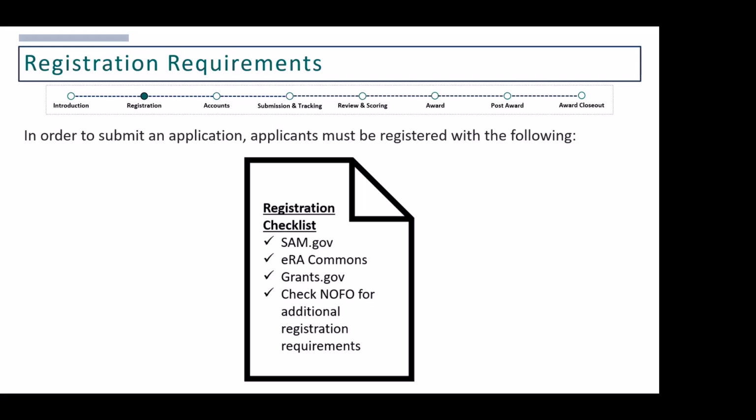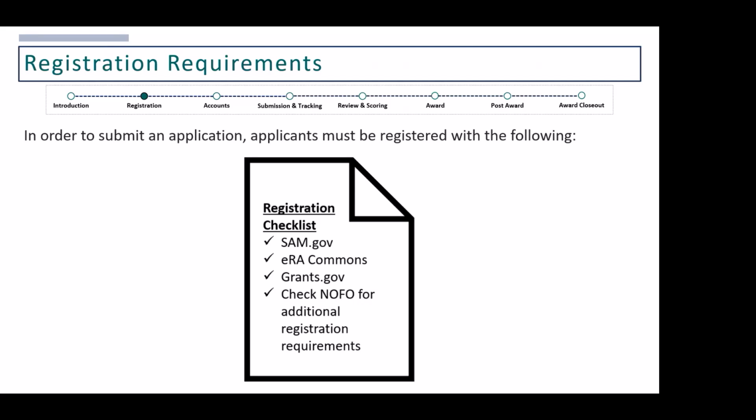In order to register with eRA Commons, applicants must first be registered with sam.gov and obtain a unique entity identifier, the UEI. The UEI does not need to be active in order to complete the registration process with eRA Commons. However, it will be required prior to application submission.